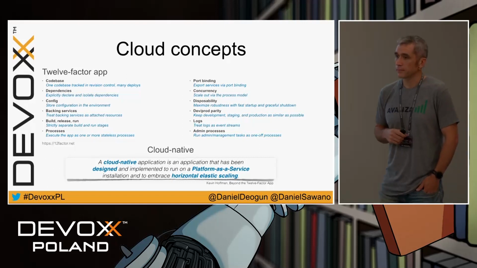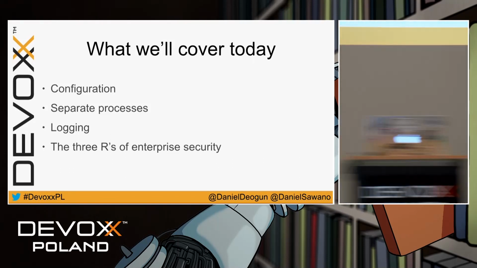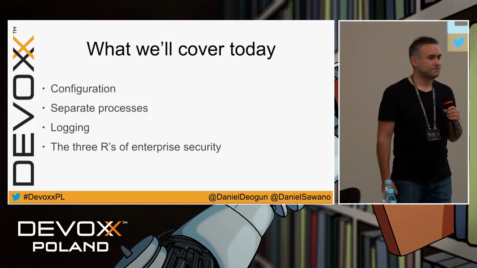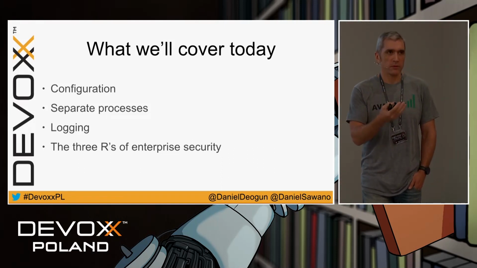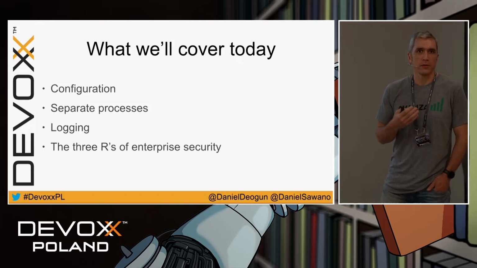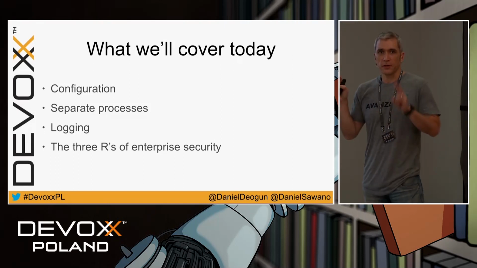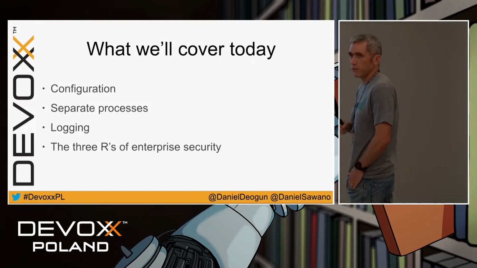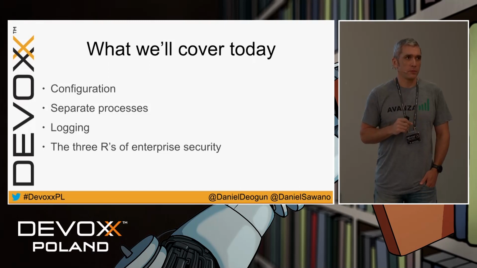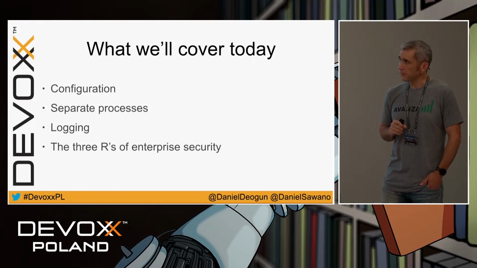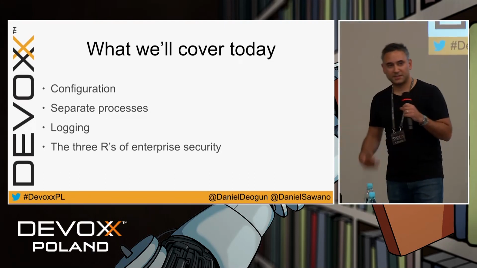So what will we cover today? We're going to start off by talking a little bit about configuration, right? Yeah. How should we handle configuration in a secure way? And we're also going to look at some of the security challenges that you may encounter when you handle configuration in a more traditional way. And then we're going to move on and see how the concept of separate processes can help you create more secure architectures. And of course, logging. Everybody needs logs, right? And everybody deals with logs.